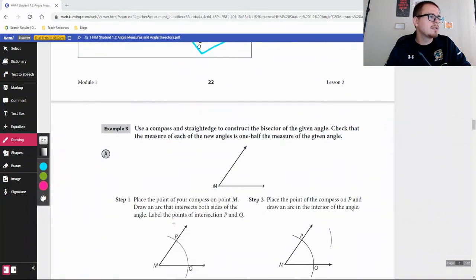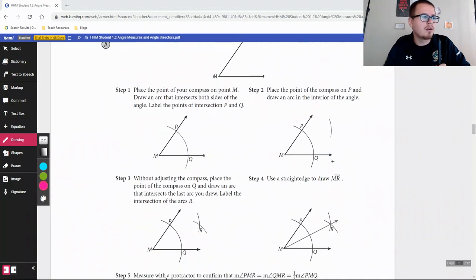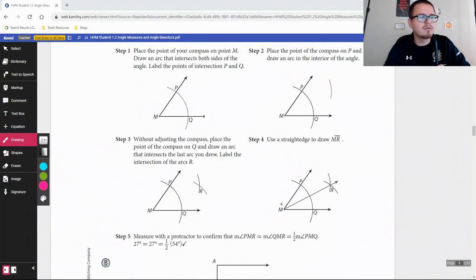So looking at this, if you had a compass and a straight edge, you could definitely construct this. You would take your compass, make an arc. Then you put your compass point here, make another arc. You'd put it at Q, make another arc. You draw the ray through.